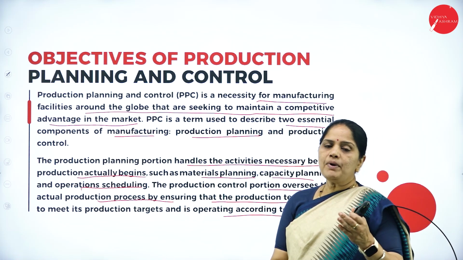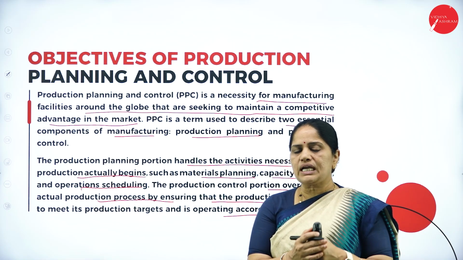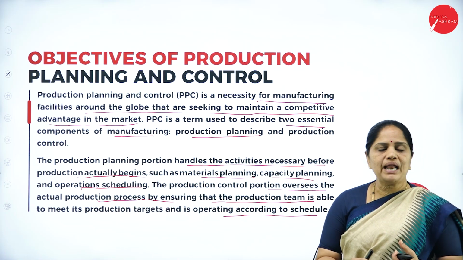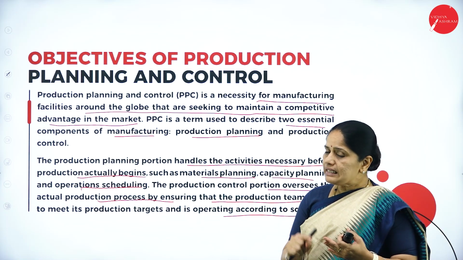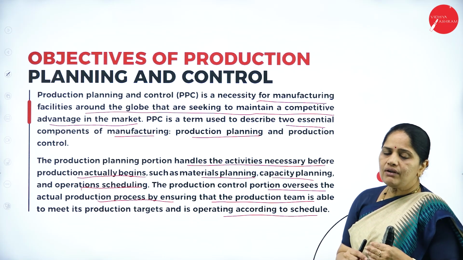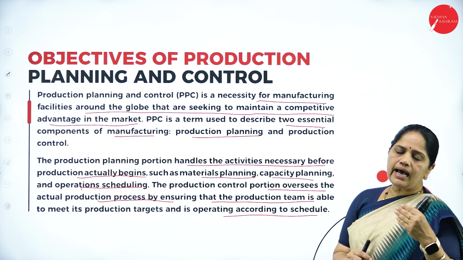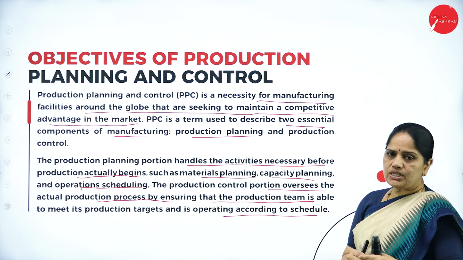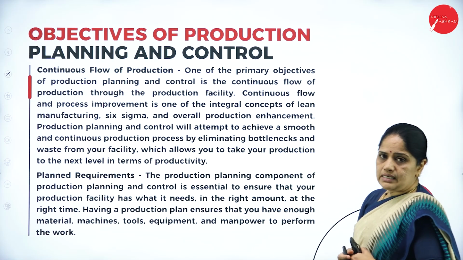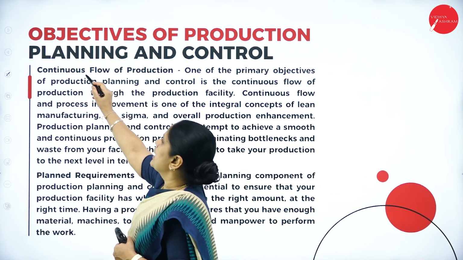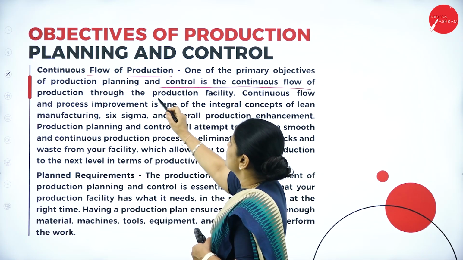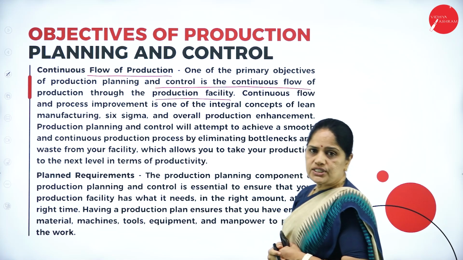So in the first step, we will be planning for the production. In the production planning, we will have the material plan, capacity plan, and operation scheduling. And in the control function, we will compare the actual with the standard. So whatever standard has been planned, we will be measuring the actual work done against the standards. Then the next one is the continuous flow of production. One of the primary objectives of planning and control is the continuous flow of production through the production facility.